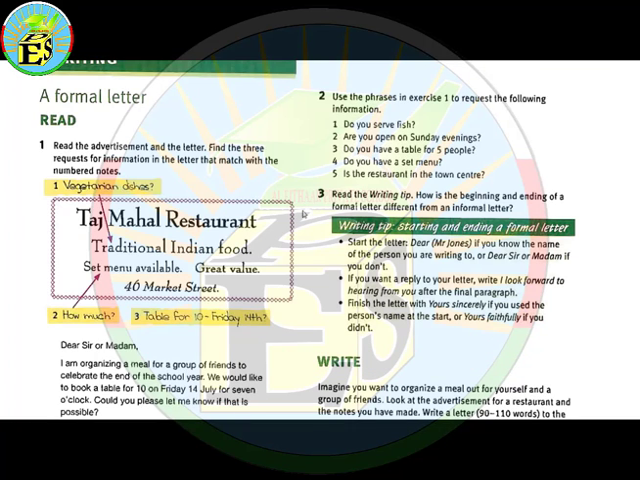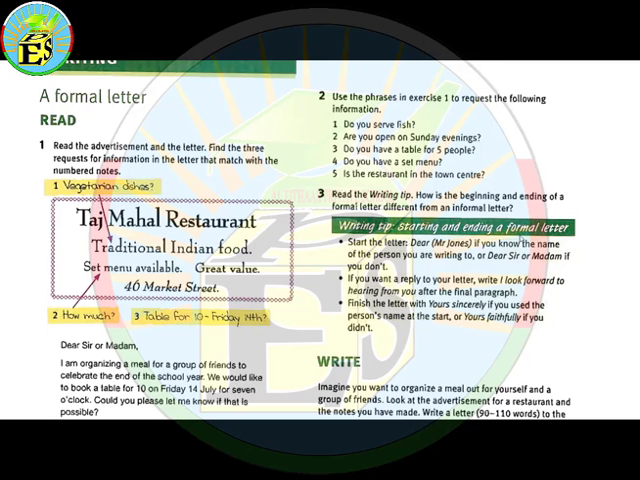So now we will move to task number 3 and the prepare section. We have to read the writing tip. How is the beginning and ending of a formal letter different from an informal letter? So we will have some information given here, and we will learn some more information about writing the formal and the informal letter.